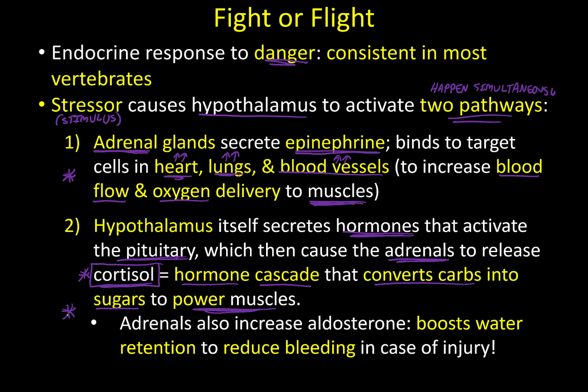The adrenals are also going to release, as a result of this second pathway, another hormone called aldosterone. Aldosterone actually boosts water retention, which creates swelling that helps to reduce bleeding in case of injury. So if an animal decides to fight instead of flee and it's cut or scratched or bitten in the process, this increased water retention will cause the tissue to swell, holding the wound shut somewhat, which will reduce the amount of blood that's lost. This is a great defense mechanism.